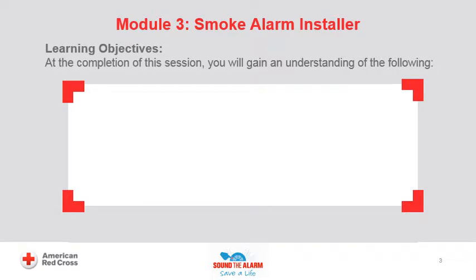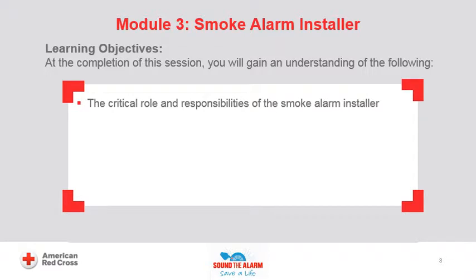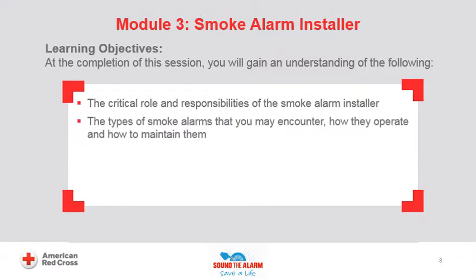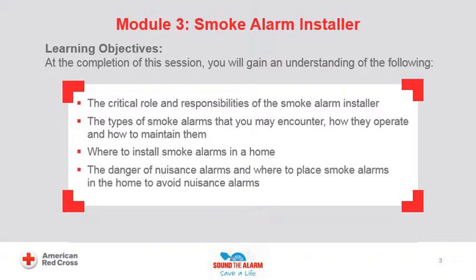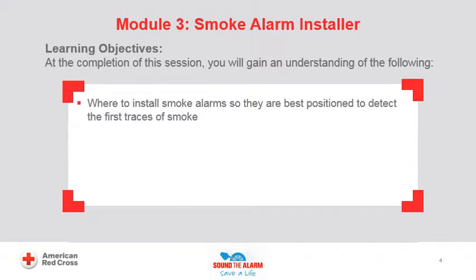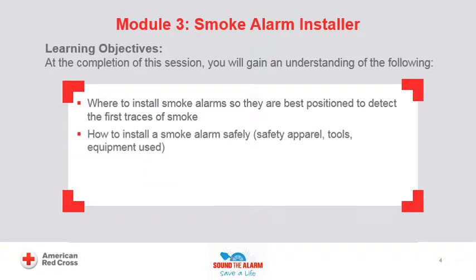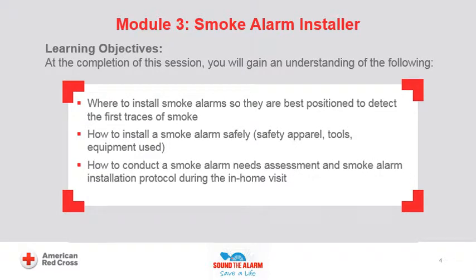At the completion of this session, you will gain an understanding of the following: the critical role and responsibilities of the smoke alarm installer, the types of smoke alarms that you may encounter, how they operate, and how to maintain them, where to install smoke alarms in a home, the danger of nuisance alarms, and where to place smoke alarms in the home to avoid nuisance alarms. Where to install smoke alarms on walls and ceilings so they are best positioned to detect the first traces of smoke. How to install a smoke alarm safely, safety apparel, tools, equipment used. How to conduct a smoke alarm needs assessment and smoke alarm installation protocol during in-home visit.